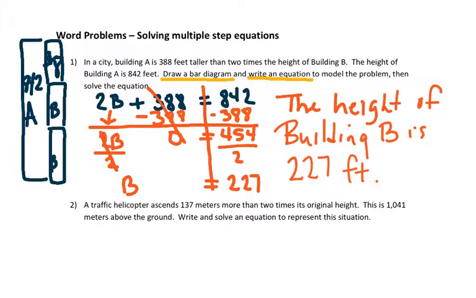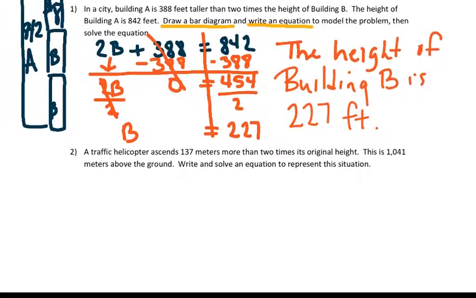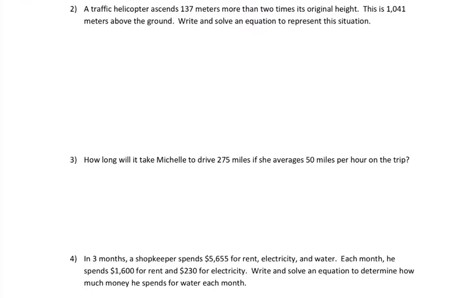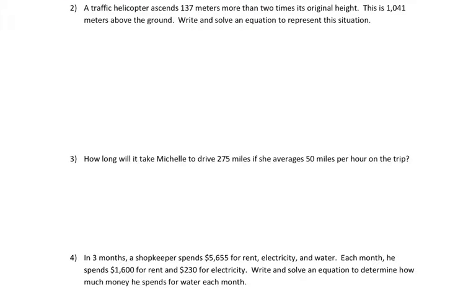Let's go ahead and move on to number 2. This is a similar problem to number 1, so we can do a bar diagram even though it doesn't require it. A traffic helicopter ascends 137 meters more than 2 times its original height. This is 1,041 meters above the ground. Write and solve an equation to represent this situation.